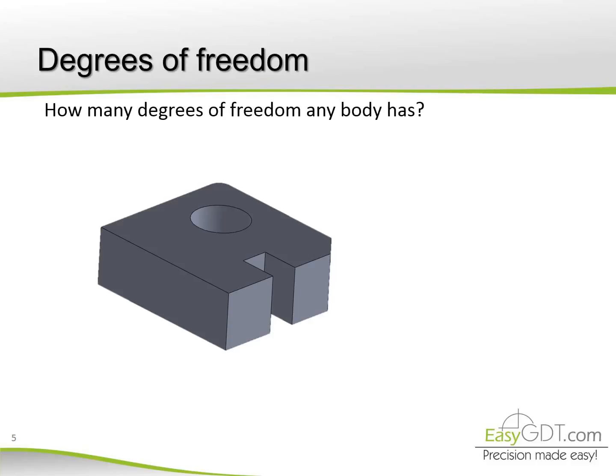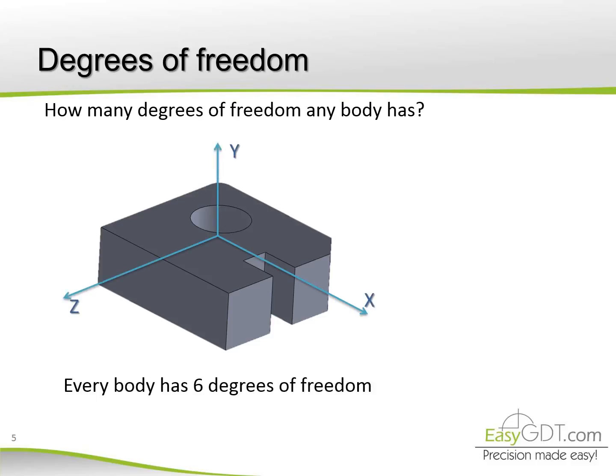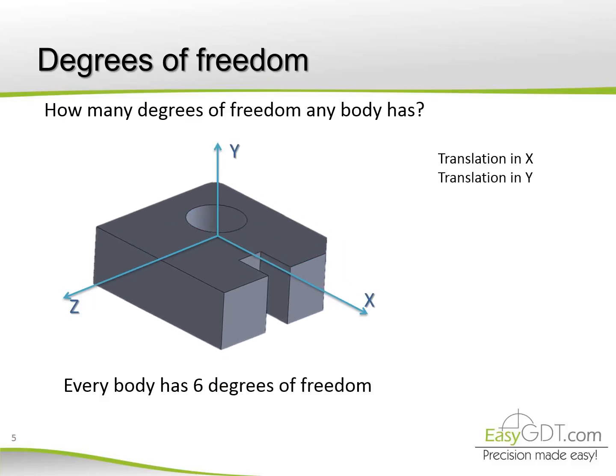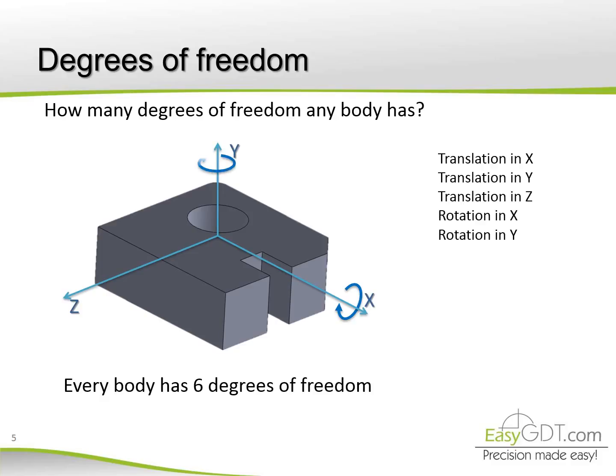How many degrees of freedom does any body have? Every body has 6 degrees of freedom, 3 of translation and 3 of rotation. Translation in X, translation in Y, translation in Z, rotation in X, rotation in Y, and rotation in Z.